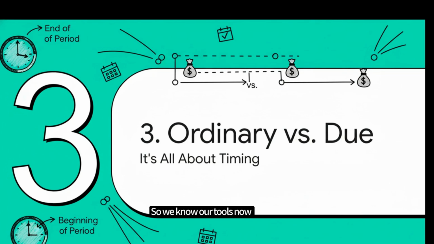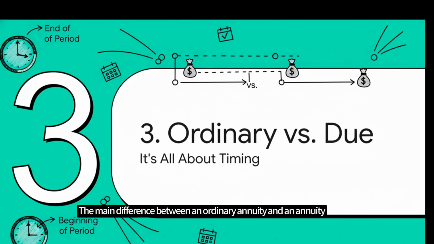Okay, so we know our tools now, but we've got to talk about something that changes everything in your calculations: timing. See, not all annuities are the same. The main difference between an ordinary annuity and an annuity due, it all comes down to when the payments happen.